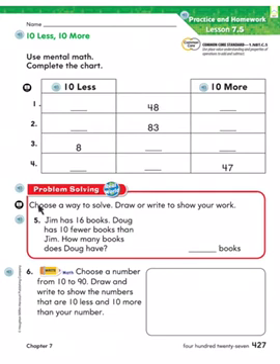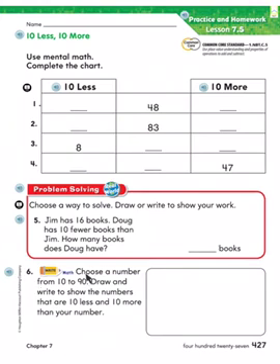Then when you get to number 5, it says choose a way to solve. Draw or write to show your work. Jim has 16 books. Doug has 10 fewer books than Jim. How many books does Doug have? Ooh, 10 fewer. That makes me think we could use 10 sticks and ones. When you figure out the answer, write the number on the line.